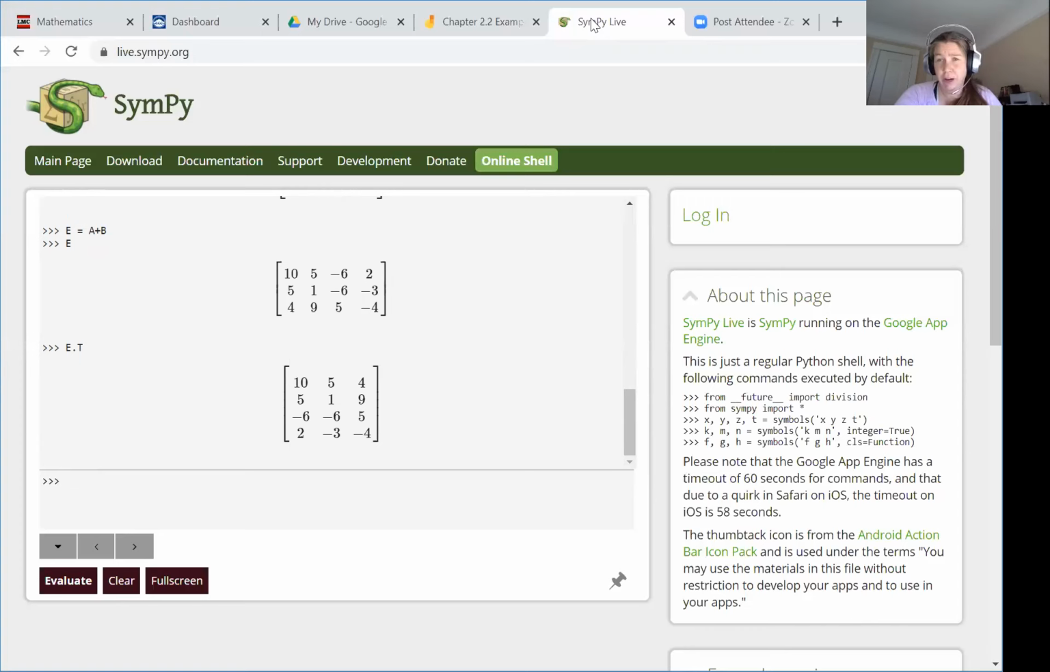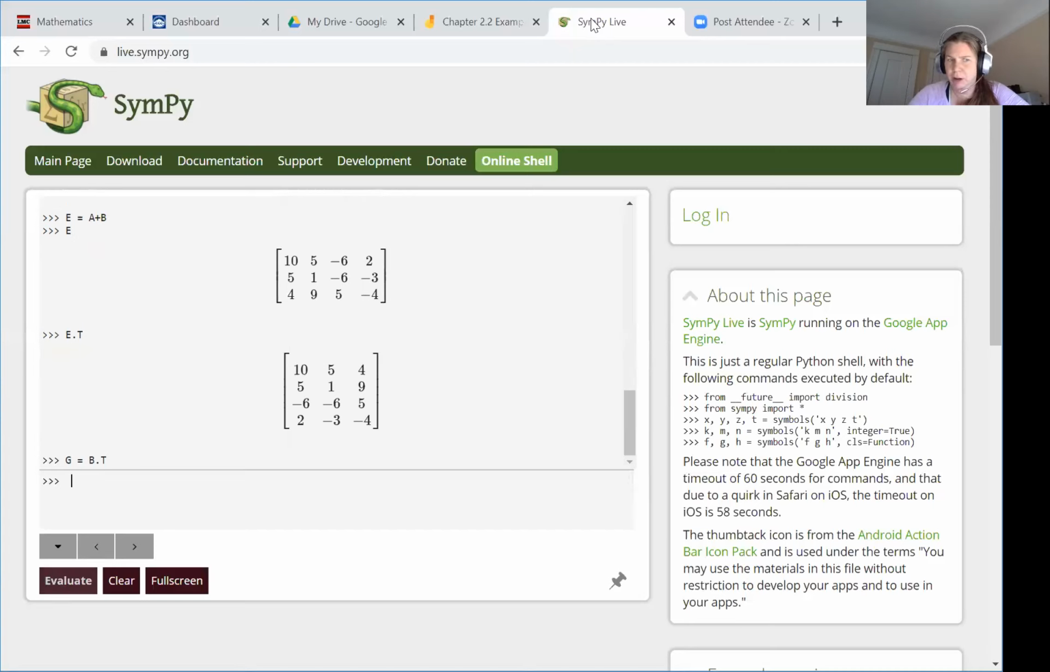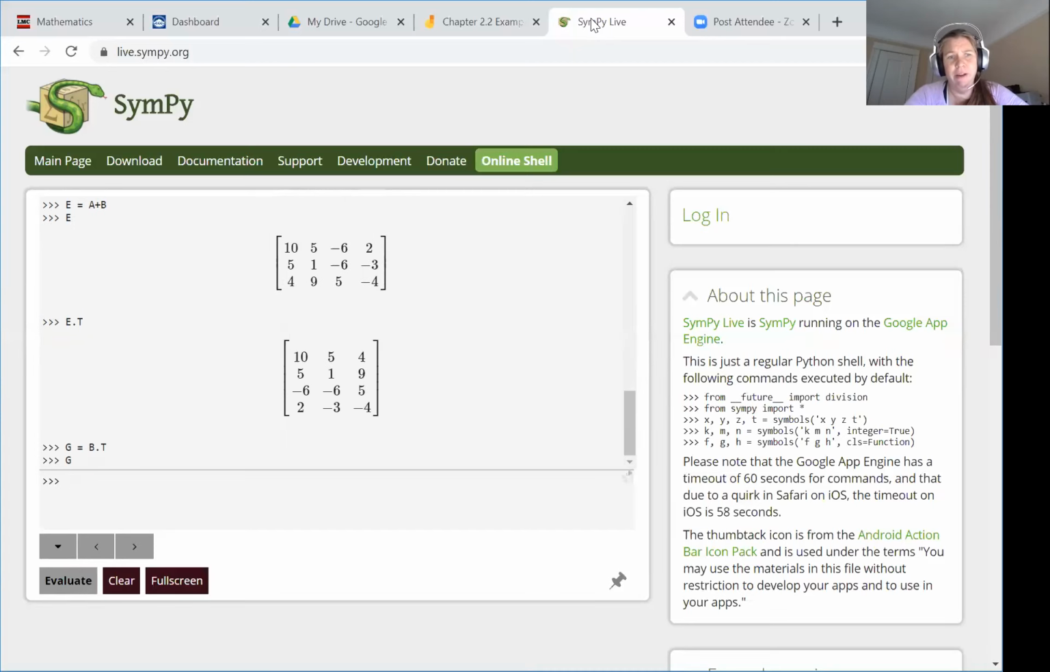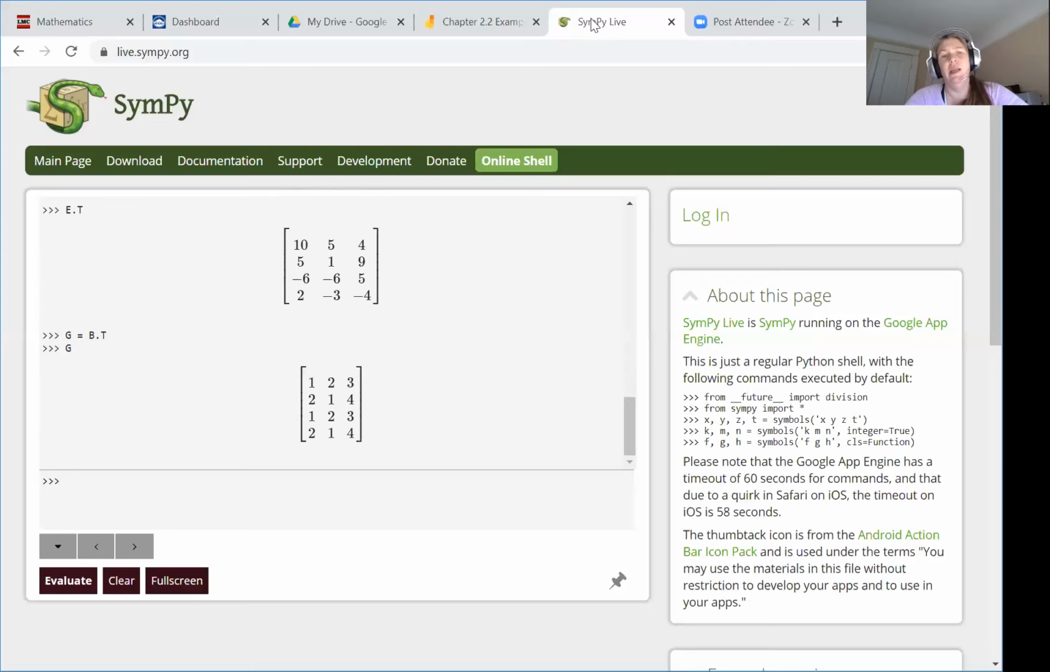All right, I've already defined A transpose, that's matrix D. So I need to define a matrix that's going to be B transpose. I'm going to call that G. A lot of letters here to keep track of. And we can verify, here's matrix G. It is a 4x3 matrix, and it's just a transpose of what matrix B was.